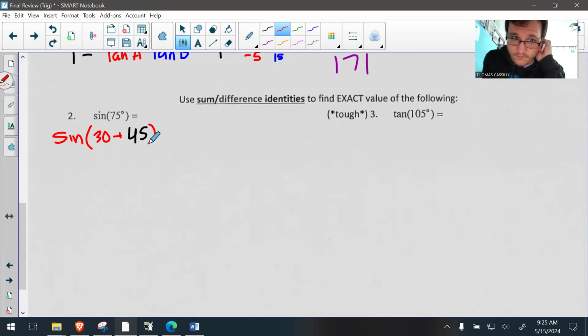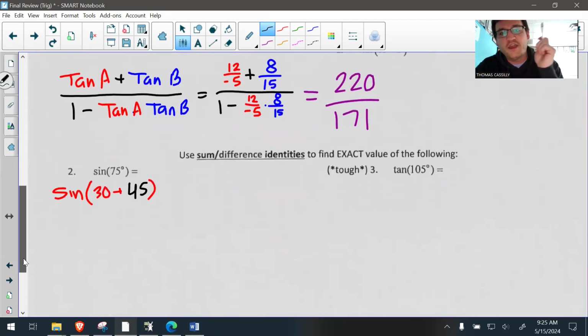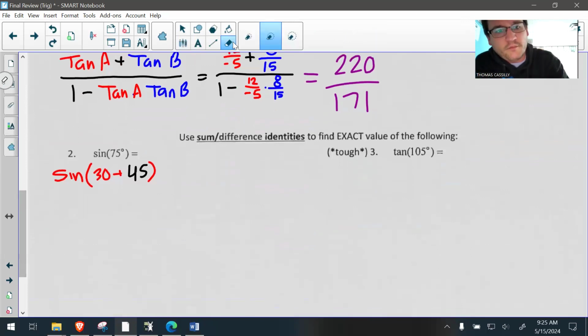All right, so expand it out. We know the identity up top here, right? The sine of A minus B. So this one's going to be a plus this time. Sine of A, cosine of B, plus sine of B, cosine of A. So if you want to think about it, let's do this. I'm going to color code these because of course I am. Let's call this a 30. And let's call this one a 45.